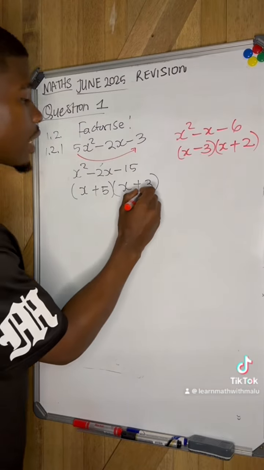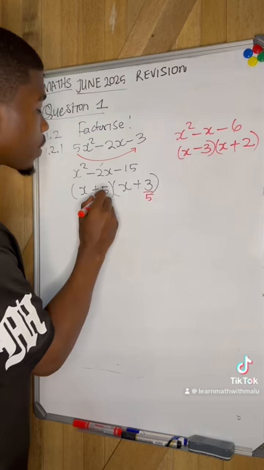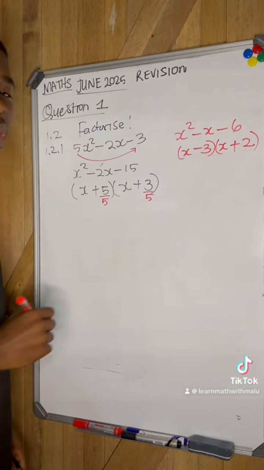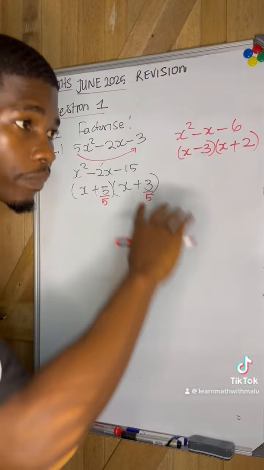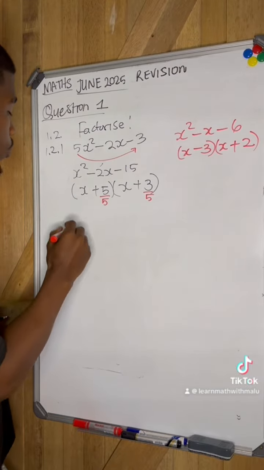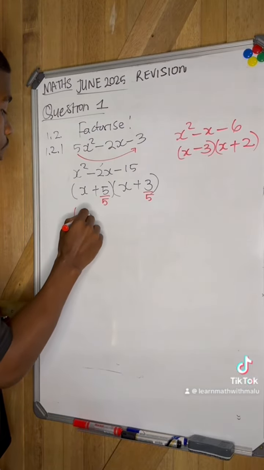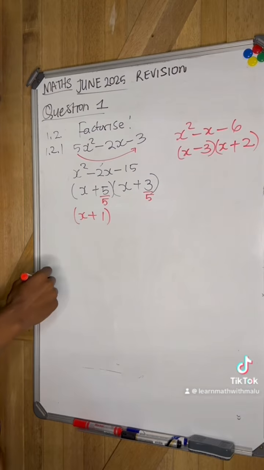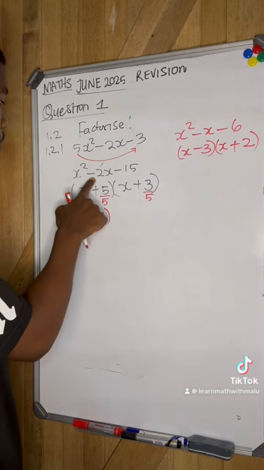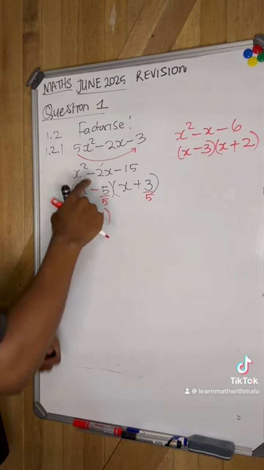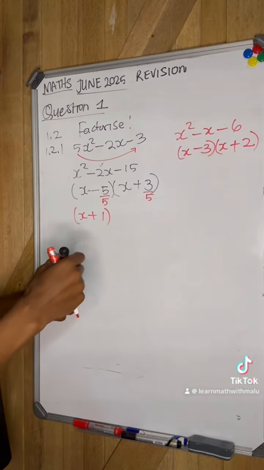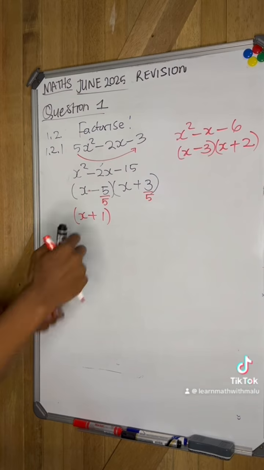So what am I going to do now? I'm going to divide these numbers by 5. Divide that number by what? By 5. You multiplied earlier, so now you divide. So now in brackets I'm going to have x plus 1. But on this one, sorry, this was negative. This was supposed to be negative. So I'm going to have minus 1.